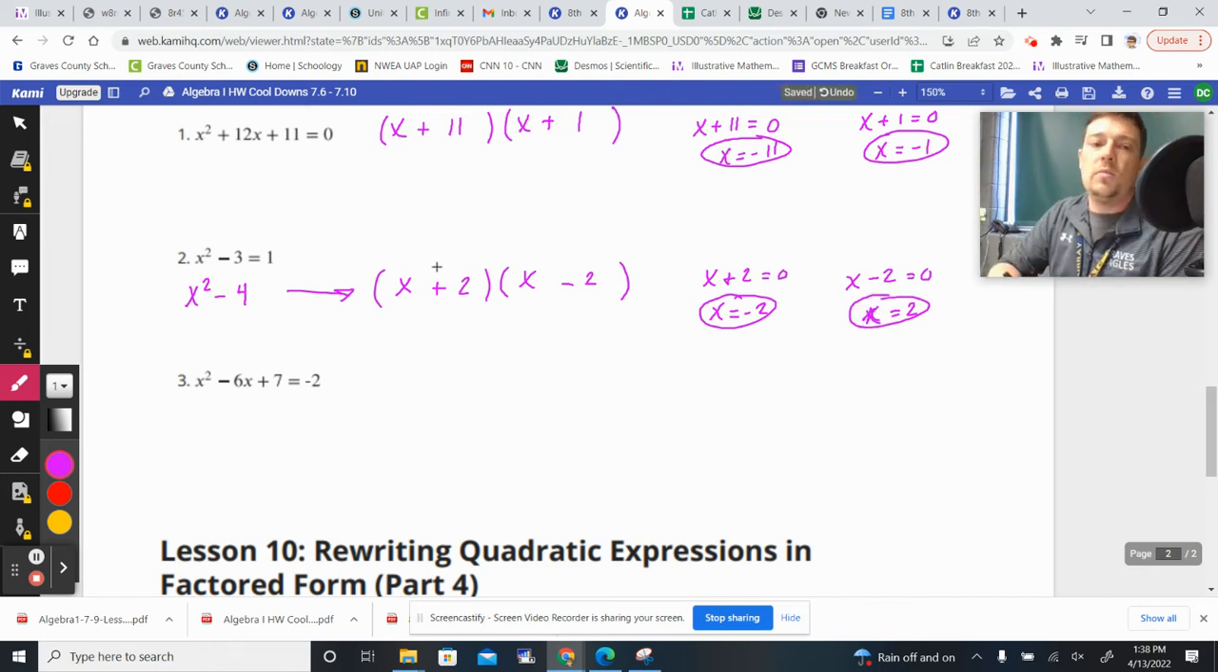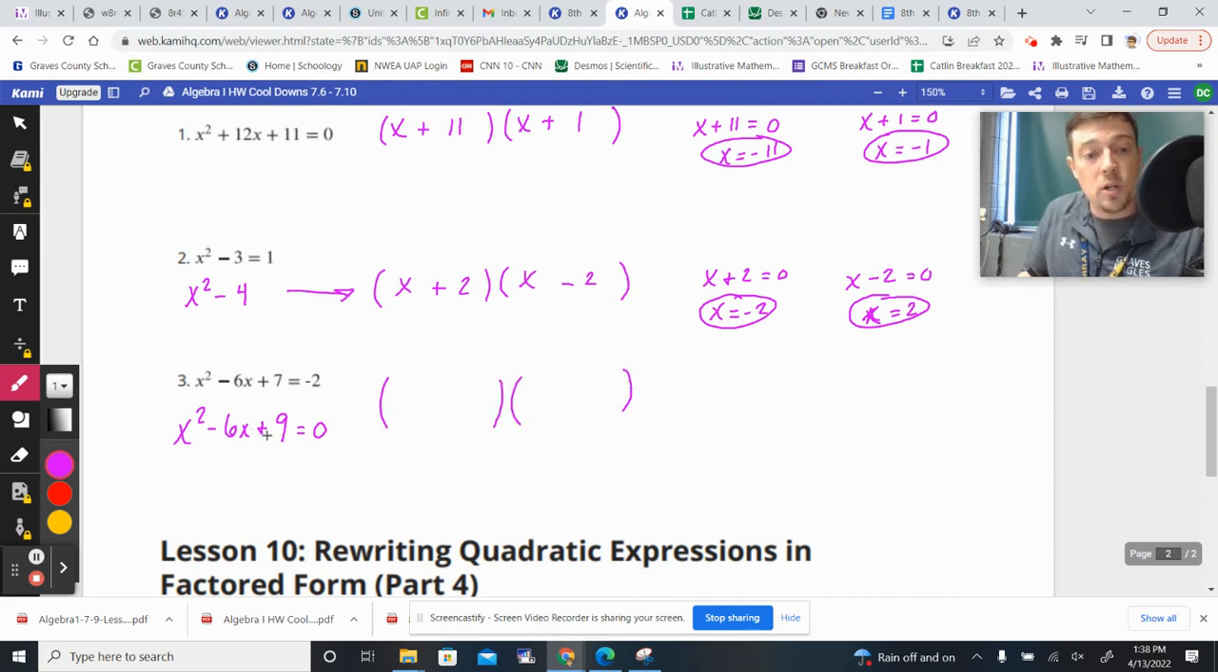Moving on to the last one, we have another situation where we need to make this equal 0. So I'm going to add 2 to both sides. That only affects the 7 here. So this makes the standard form go from plus 7 to adding 2 to making that plus 9 equaling 0. So now I'm going to factor this guy out.